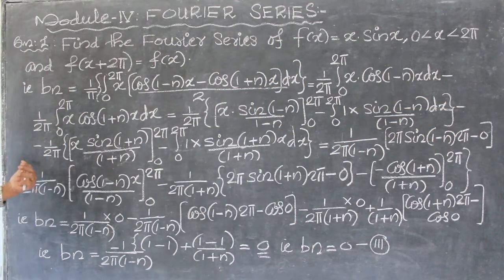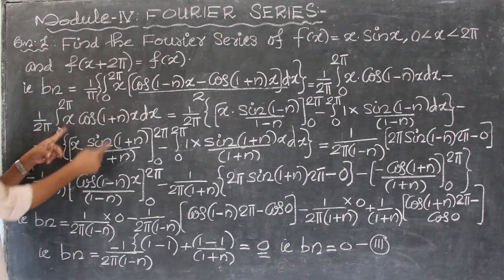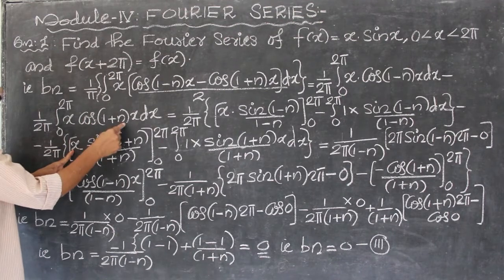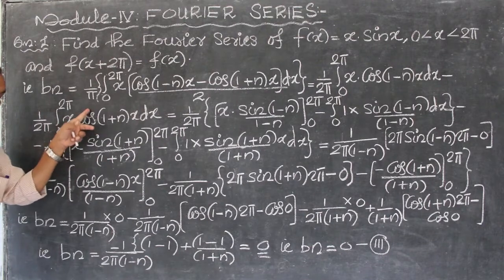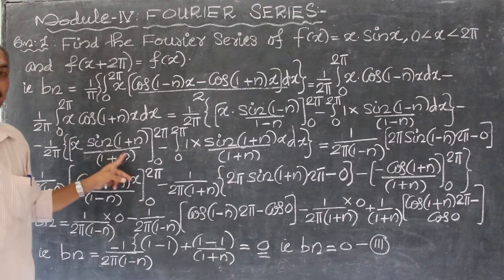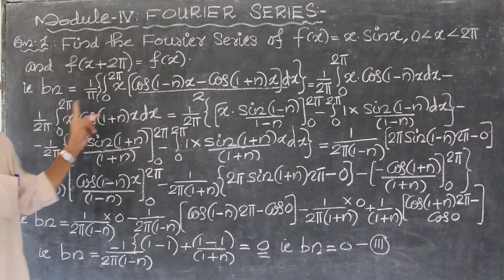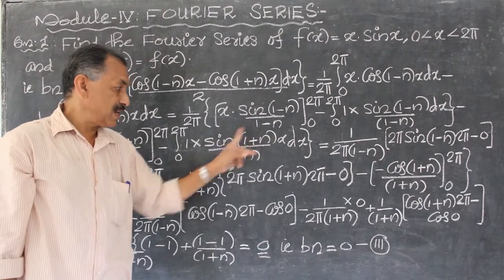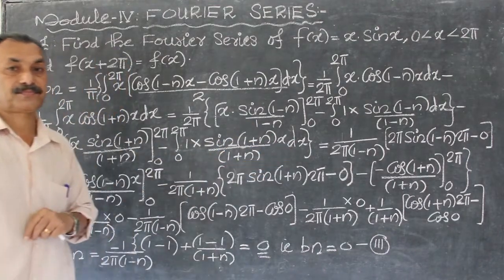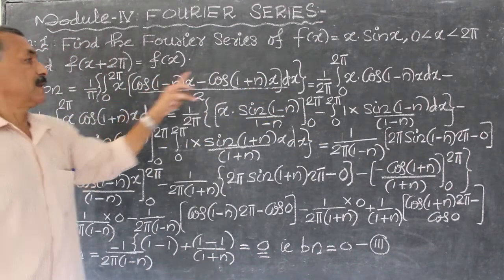This is given here, minus of minus, not minus. This is 1 by 2 pi, first into integral of second. First into integral of second means first x into cos(1 plus n)x, integral sin(1 plus n)x divided by (1 plus n), between the limits 0 to 2 pi, minus integral of derivative of x, 1, into integral of second, cos(1 plus n)x, sin(1 plus n)x divided by (1 plus n) into x dx. This is the integral value of the first term.